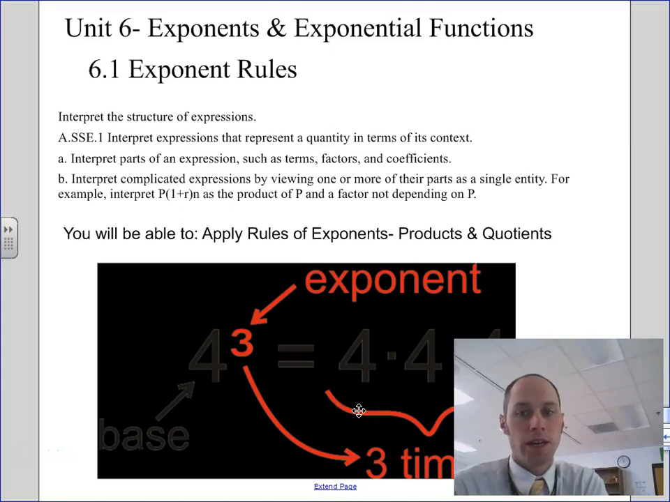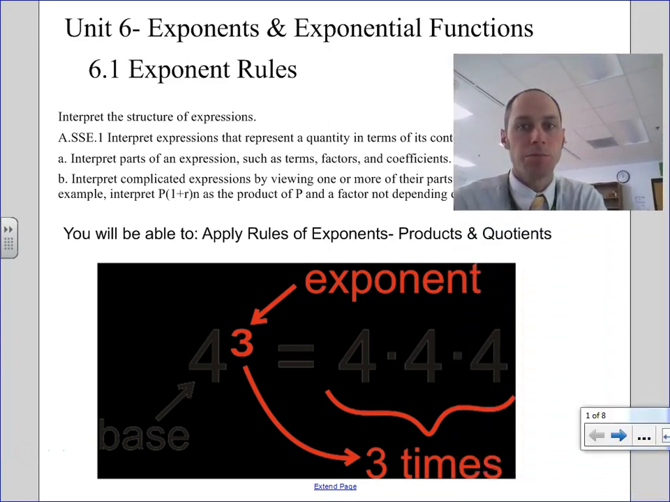Okay, we'll begin our unit on exponents and exponential functions as we begin to discuss the rules of exponents. I'll begin the basic exponent rules today. And you've learned before on exponent, you have the base number and the exponent. So if I have 4 to the third power, it means repeated multiplication. Exponents are shorthand for repeated multiplication.